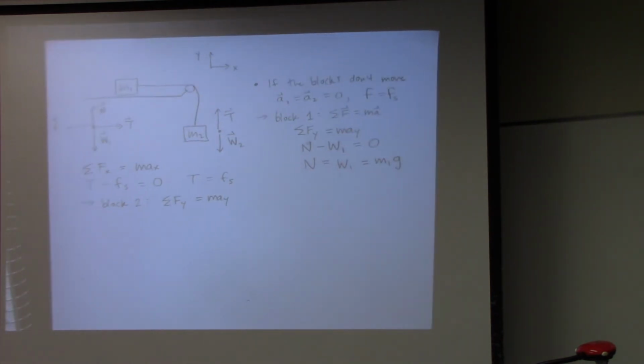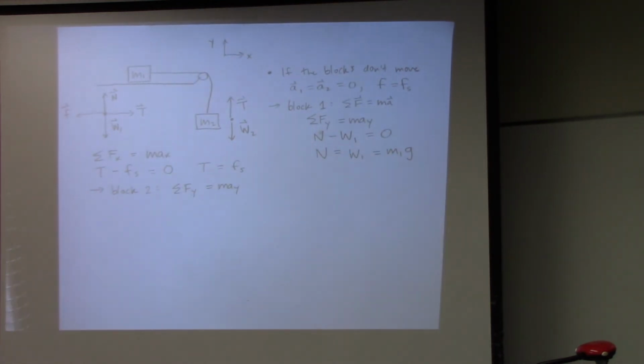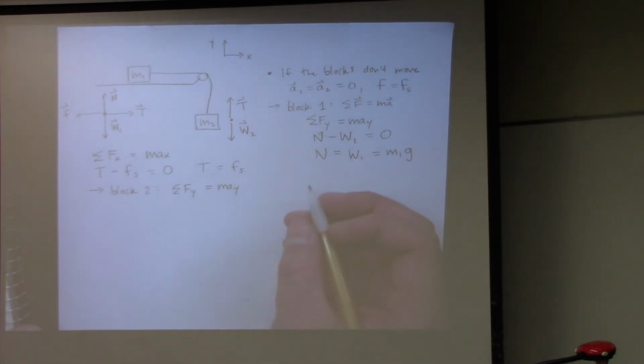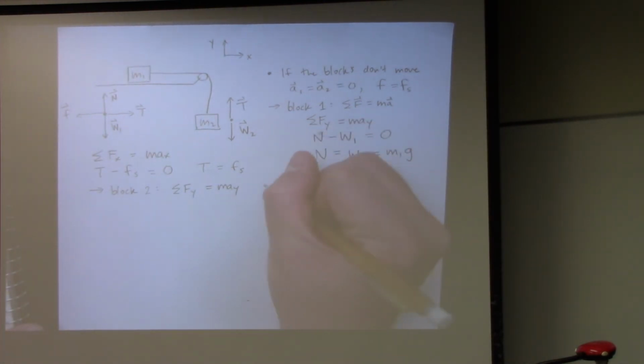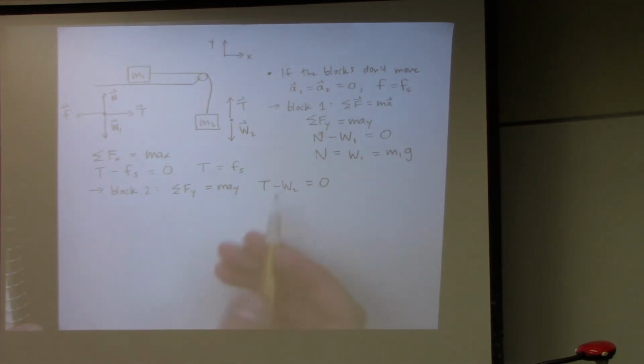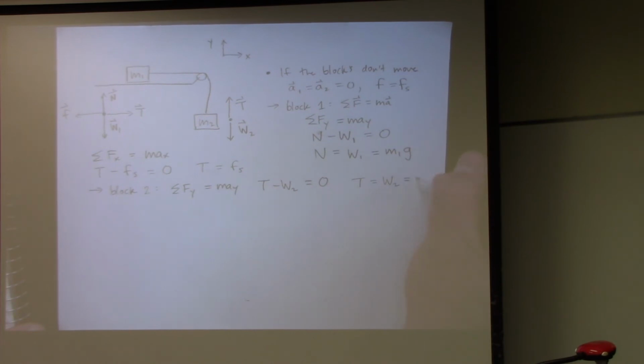So the net force in the y direction is m times ay. And that gives us T, which is going up, minus w2, which is going down, is equal to 0 because it's not accelerating. What does that give us then? The tension is equal to w2, which is equal to m2 times g.